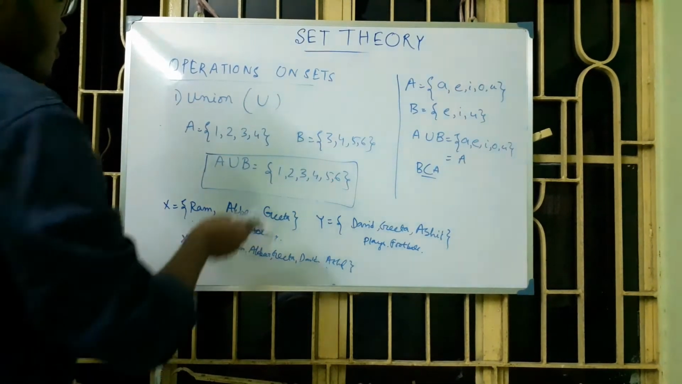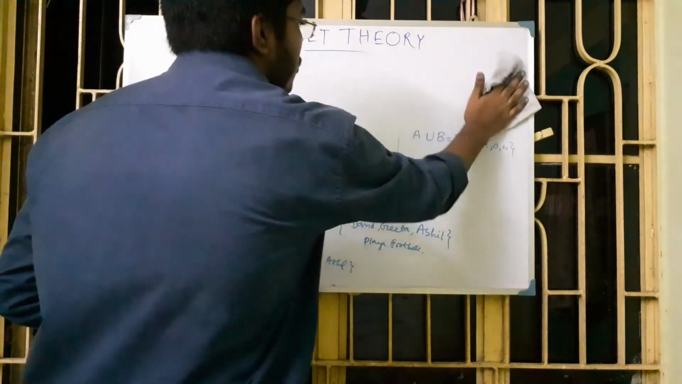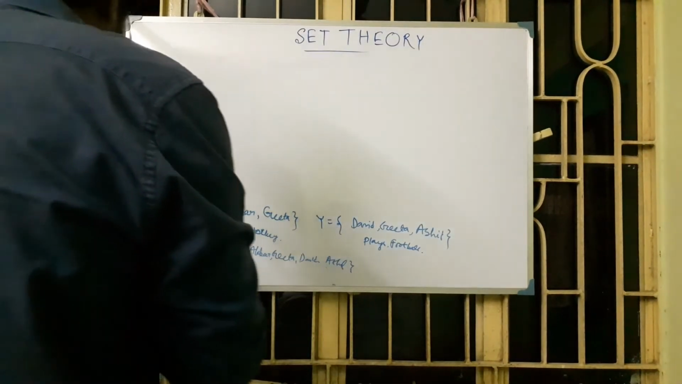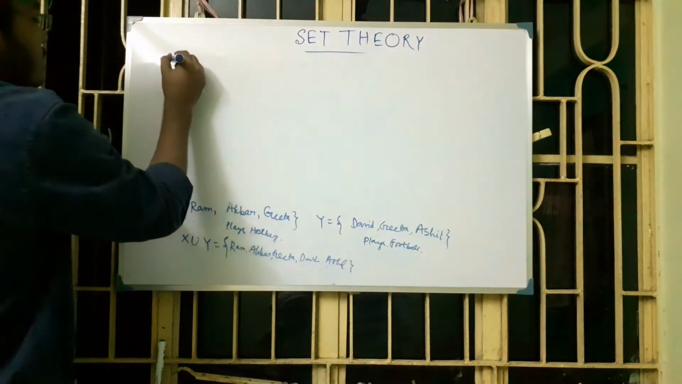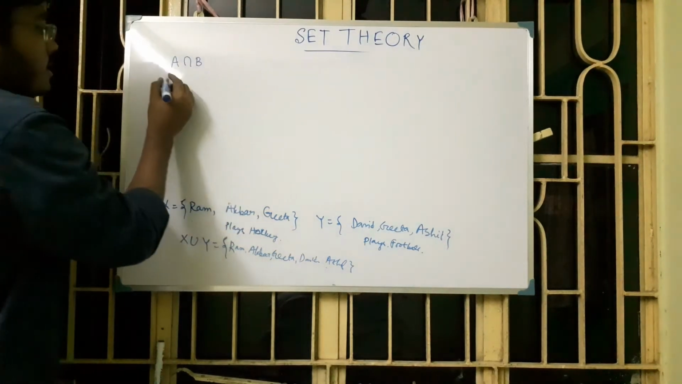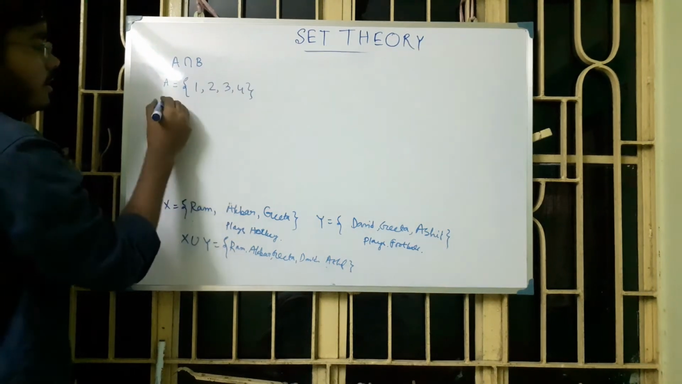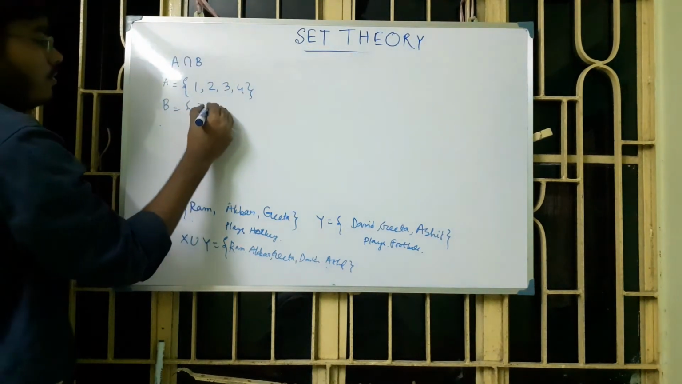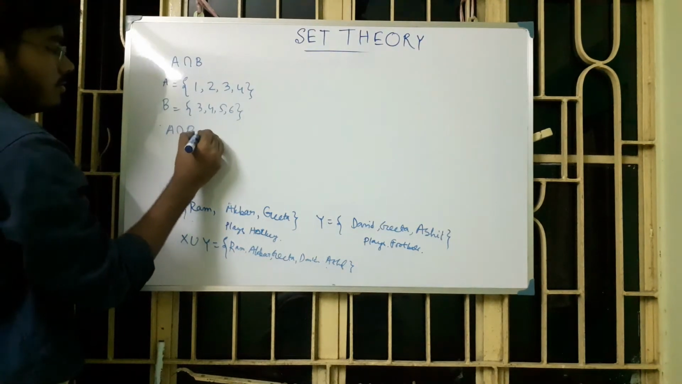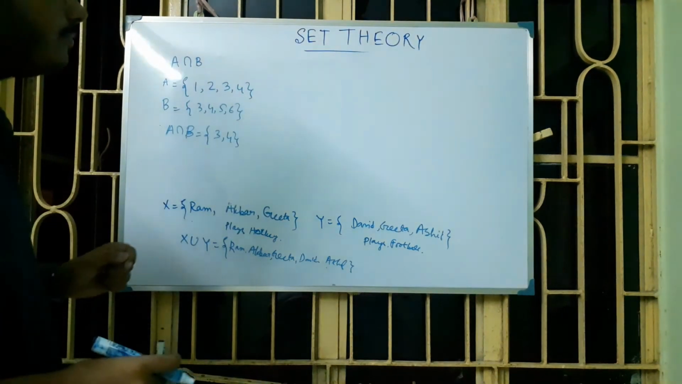Why union is important. Now the next operation on sets is intersection. A intersection B. Okay, A intersection B means if A equal to 1, 2, 3, 4, B equal to 3, 4, 5, 6, then A intersection B is 3, 4. What is the common thing between A and B?